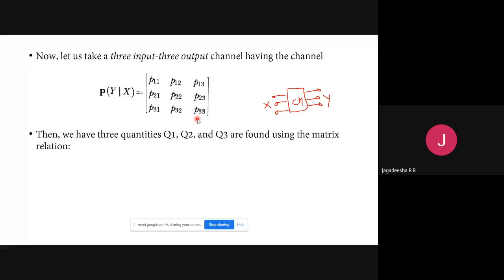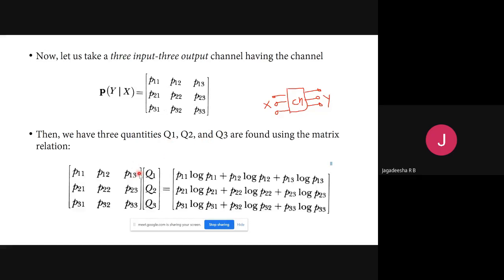Okay, now, to find the channel capacity, we need to know the Q parameters. So to determine the Q parameters, we use the channel matrix PYX as shown here, and we multiply that with the Q vector. Since there are 3 output points as well as 3 input points, we write Q1, Q2, and Q3. The number 3 represents the order of the channel here. It's a 3x3, right? 3 input, 3 out.